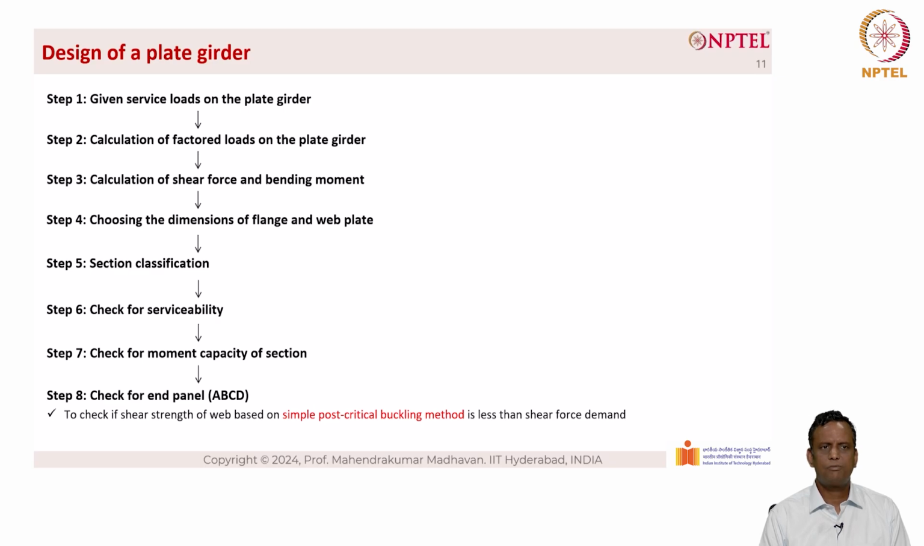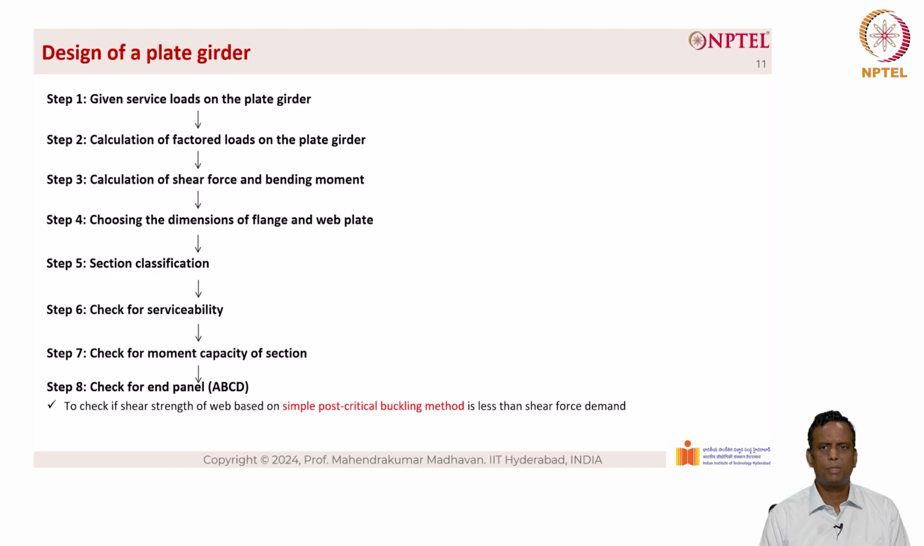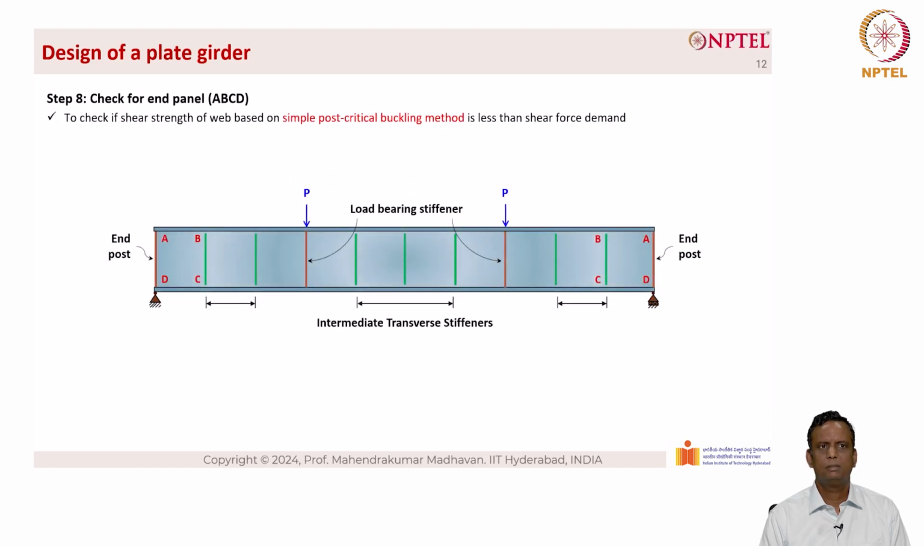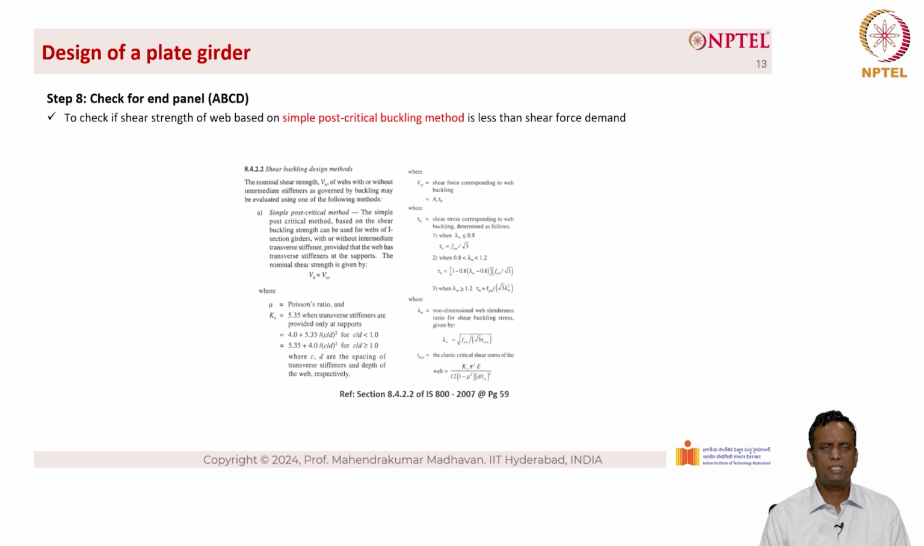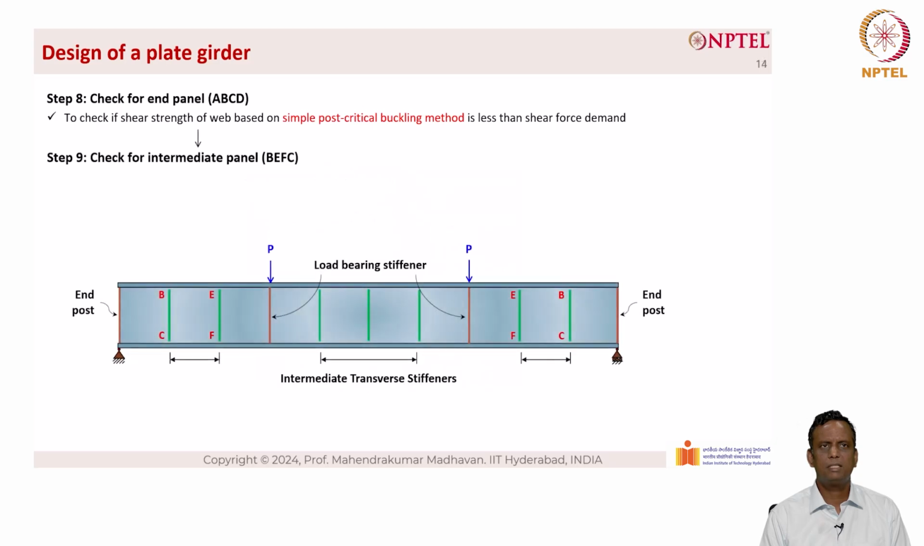Step 8 is to check for the end panel ABCD, to check if the shear strength of the web based on simple post-critical method is lesser than the shear force demand. So you can see that there is a plate girder that is shown here, and ABCD is the shear panel that is taken into consideration. First, we will use simple post-critical method and ensure that the shear force demand is lesser than the resistance offered by ABCD, which is the shear buckling resistance. So the equations related to shear buckling design methods are given here based on IS 800.